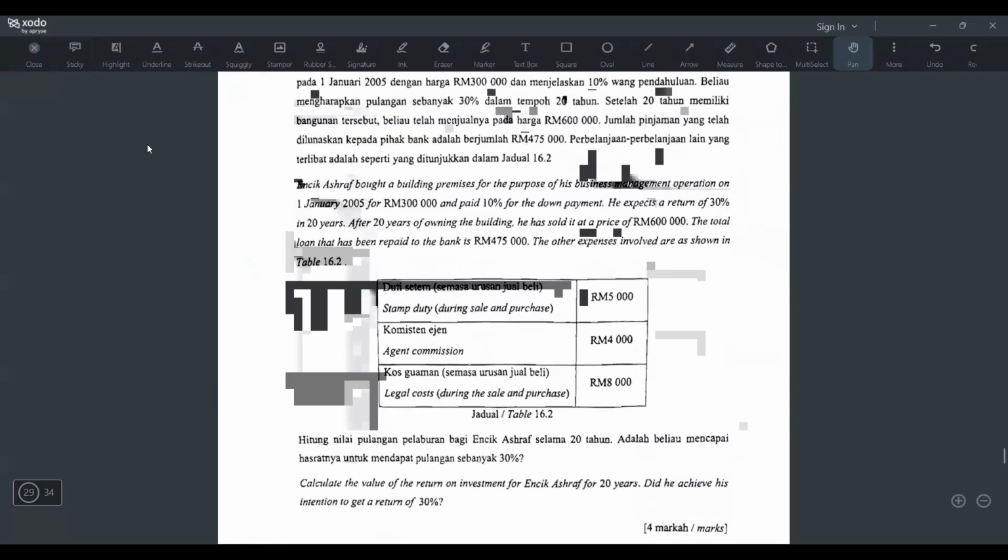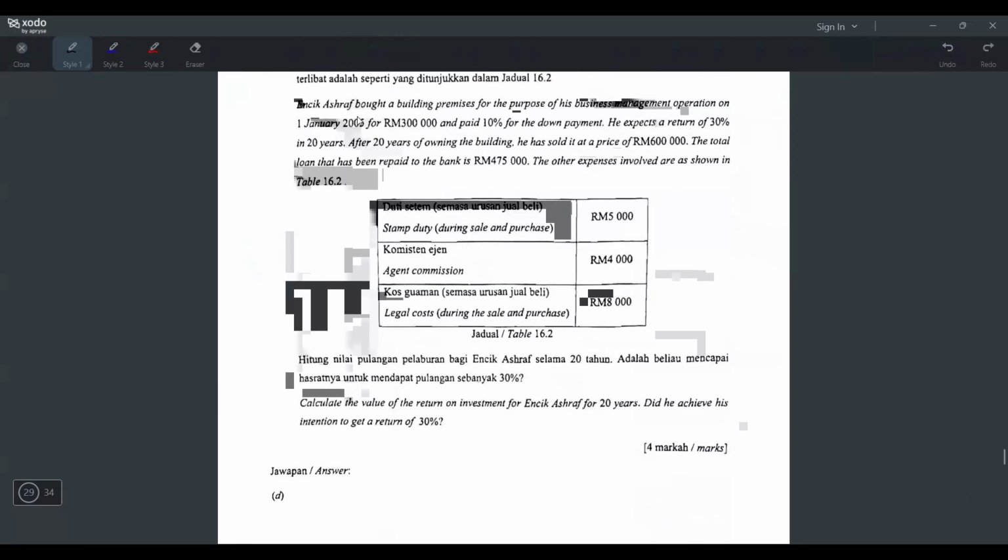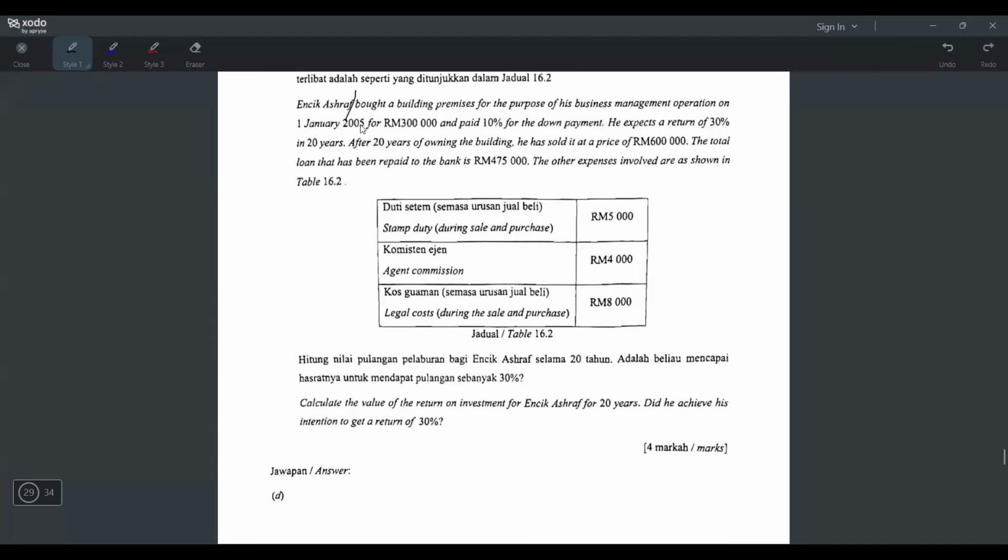Okay, let's do question D. So D, what is this? Encik Ashraf bought a building premise for the purpose of his business management operation on 1 January 2005 for 300k. So he bought a business, this is the amount he spent. Lepas tu dia buat apa? He paid 10% for the down payment. I can straight away calculate the 10%. So 10 over 100 times 300,000. I don't care if the question asks me to find it or not, I just find it. So 10% is 30k, the down payment.